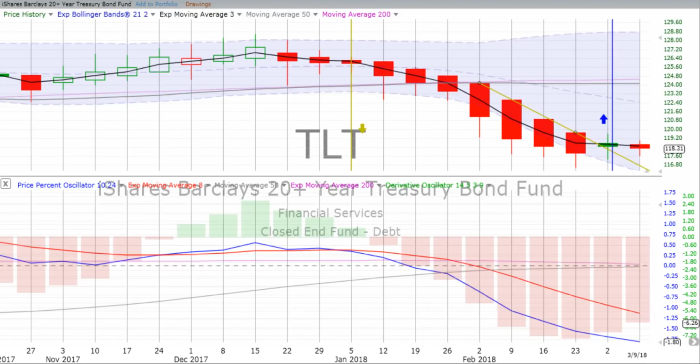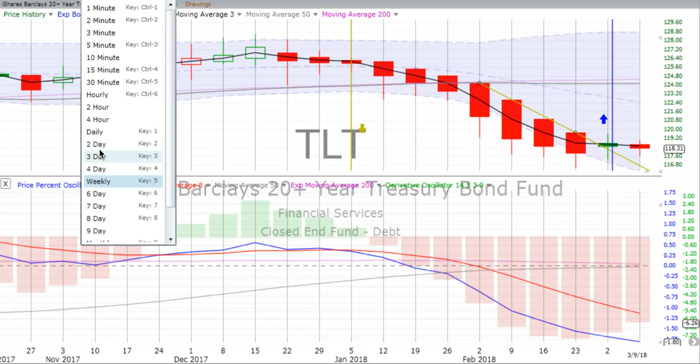What's going on with TLT? Well, as we look at the weekly chart, we see that it's still sliding sideways. Ended the week with a red spinning top. That means some indecision tending down. Derivative oscillators losing downward momentum. Price percent oscillator is about the same as it was the week prior, down 0.66% for the day on Friday.